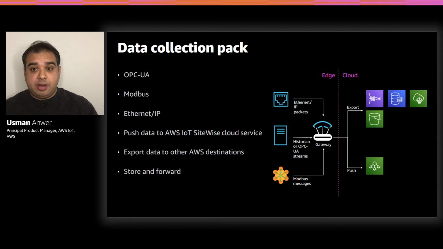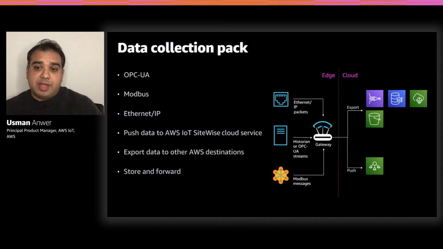You can configure multiple sources and destinations depending on the resources on the gateway. For example, you could use the same gateway to read data from an OPC UA source, from an Ethernet IP source, and a Modbus source, and then send them to two different destinations. This allows you to develop flexible industrial IoT architectures around the SiteWise service.